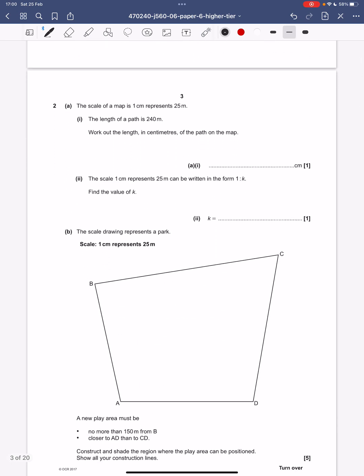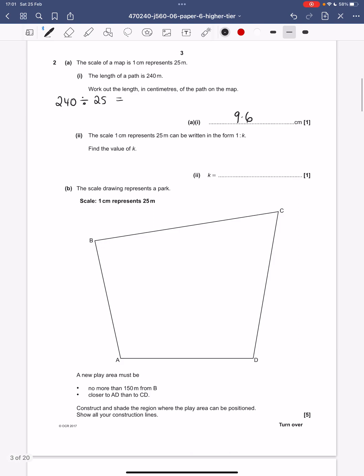Number 2, the scale on the map: 1 centimetre is 25 metres. Length of the path is 240. Work out in centimetres the length of the path on the map. Okay, so we need to see how many 25s are going into our 240, because every 25 is going to be 1 centimetre. 240 divided by 25, 9.6.